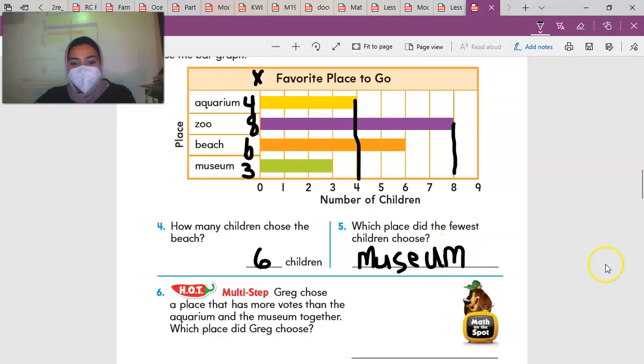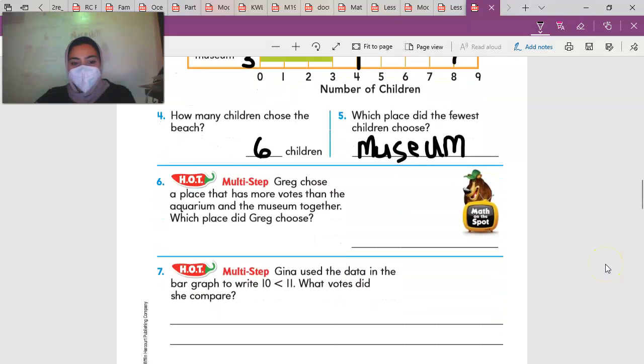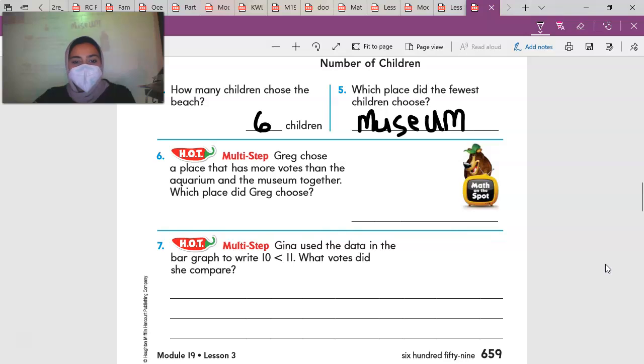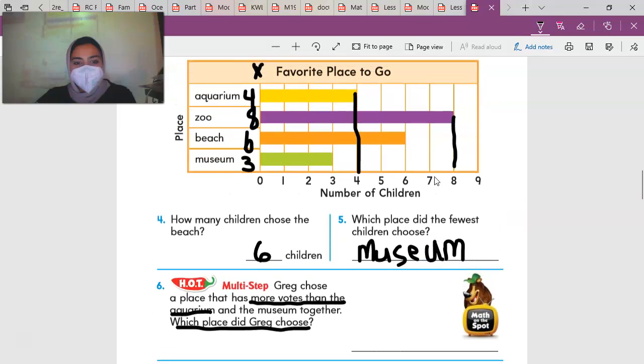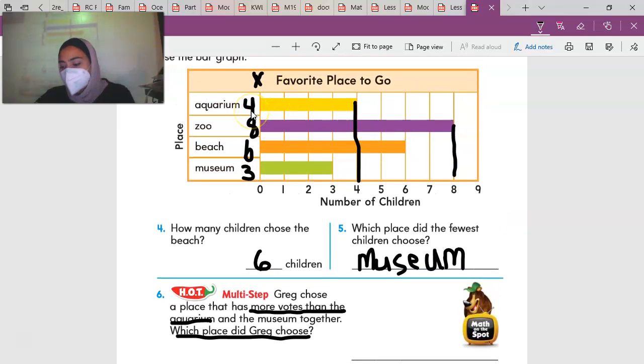All right. Number 6. Greg chose a place that has more votes than the aquarium and the museum together. Which place did Greg choose? Underline the question. Choose a place that has what? More votes than the aquarium and the museum together. So aquarium plus museum is what? Aquarium is 4, museum is 3. What's 4 plus 3? 4 plus 3 is not 6. 7. Very good. So which one has more than 7?